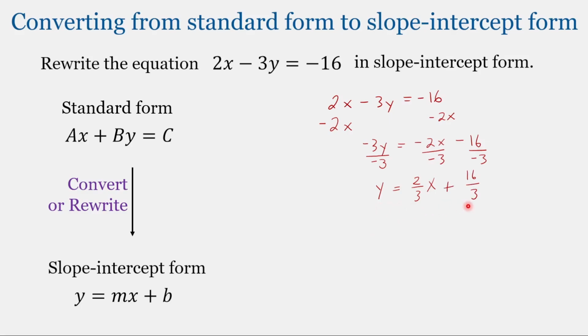So with this information, we know we have a slope of 2/3, which means it's going to rise 2 units for every 3 units the line goes to the right. And it's going to cross the y-axis somewhere between 5 and 6. So we can rewrite this as y equal to 2/3 x plus, well, 3 goes into 16 5 times, and then there's 1 left over. So that's 5 1/3.